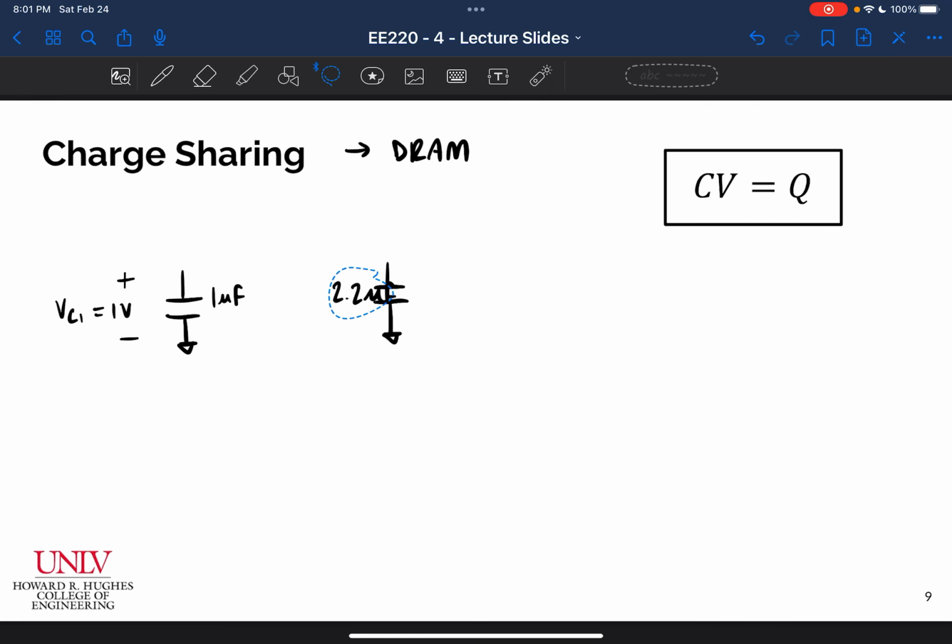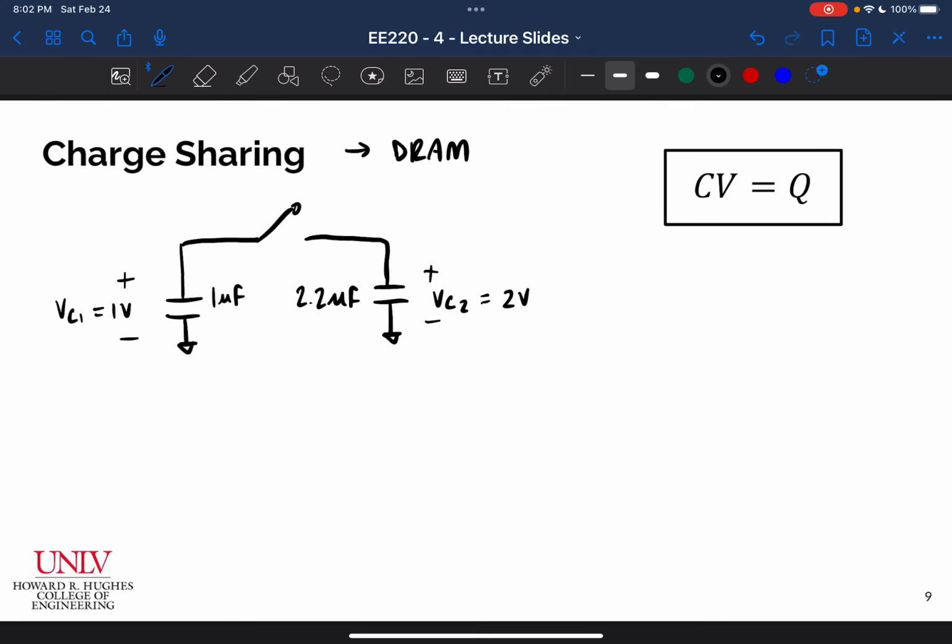Let's say that it's initially charged. Here, let's move this here. Let's say this guy is initially charged to some voltage VC2, and let's say that this is going to be 2 volts. All right. And so the question becomes, if I have a switch between these two capacitors, right now they're not connected to each other, right? So this node is sitting at 1 volt, and this node is sitting at 2 volts before the switch closes. The question is, what happens when the switch closes, right?